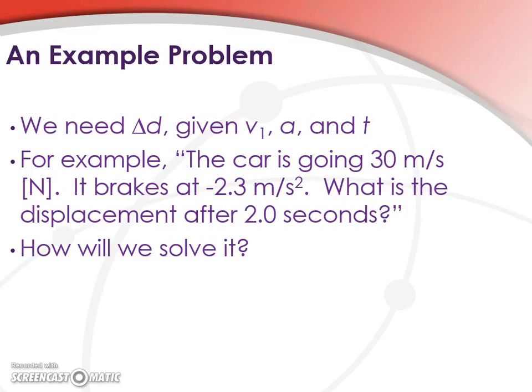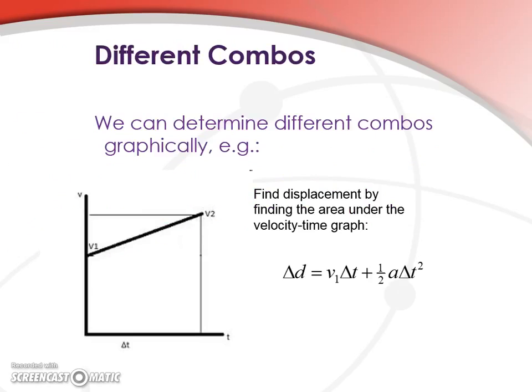Okay, so let's dig in and talk about an example to illustrate it. So I chose a case here where we need the displacement given the starting velocity, the acceleration, and the time. So a car is going 30 meters per second north. It brakes at 2.3 meters per second squared. After 2 seconds, what's its displacement? So we're not asking for the final speed or the final velocity. We're asking for the displacement.